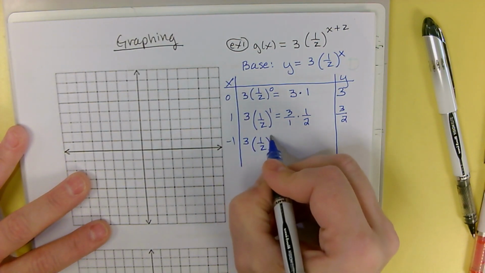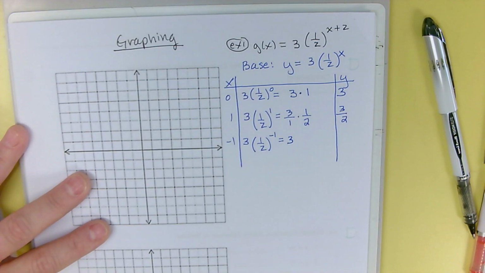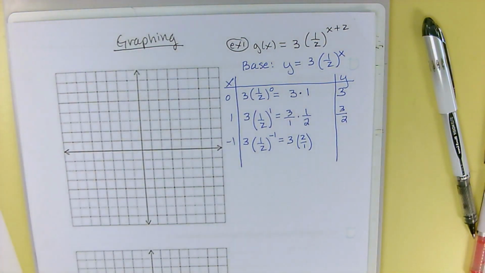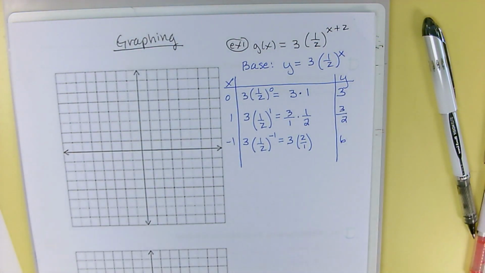And now the -1. 3 times 1/2 to the -1. The -1 power flips the 1/2. It makes it 2 over 1. And then the 1 is positive, so it goes away. 3 times 2 is 6.